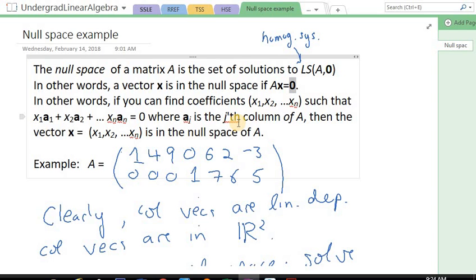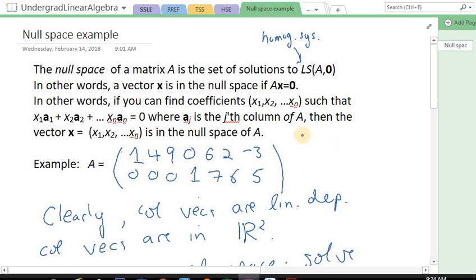Now notice something here. This n is the number of columns. So it's not the length of the column, it's the number of columns. So let me point that out also. So null space vectors are the same size as the number of columns. Now, in this example, for instance, there's 7 columns. A null space vector will be of length 7. It will have 7 entries.